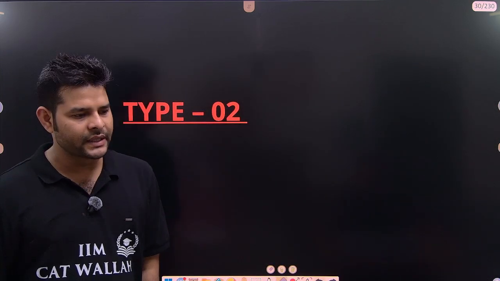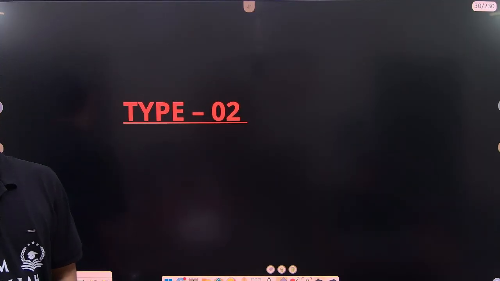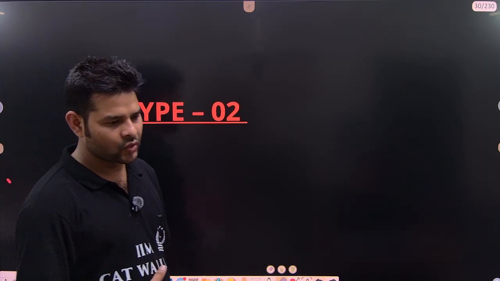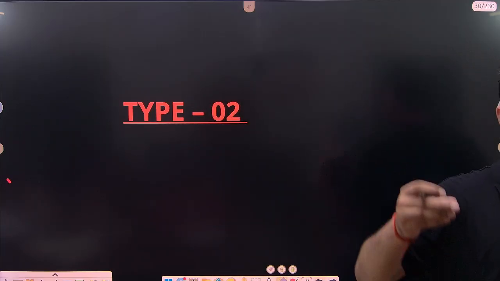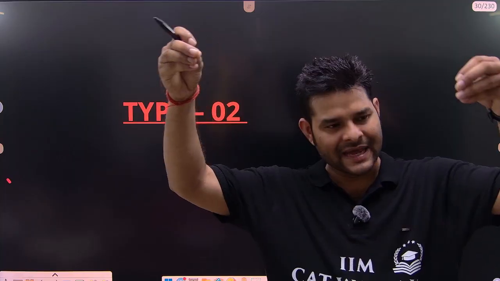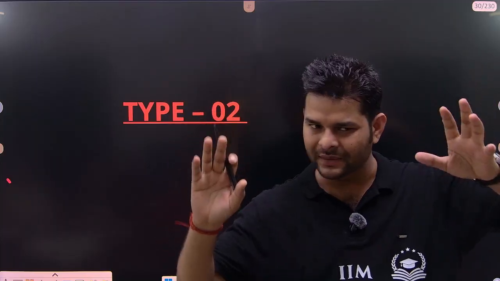Basically, we have already discussed type 1. Yesterday we discussed type 1. Today we are going to discuss type 2. In type 1 we learned how to relate CP, SP, profit, and loss. That is the thing we have learned.